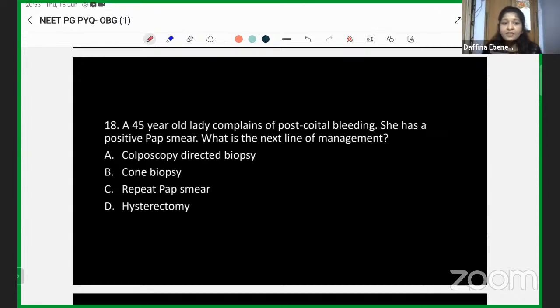But this is entirely different when the woman is having HIV. When the woman is having HIV, you start at 25 years of age and you do HPV DNA testing every 3 years till the woman is 50 years. And beyond that, if there are 2 screenings that have come as negative, you can stop the screening. Okay, so instead of pap smear, WHO has said HPV DNA to be the primary screening test. Okay. In this question, if there is a positive pap smear, you have to confirm the diagnosis by a colposcopy directed biopsy.